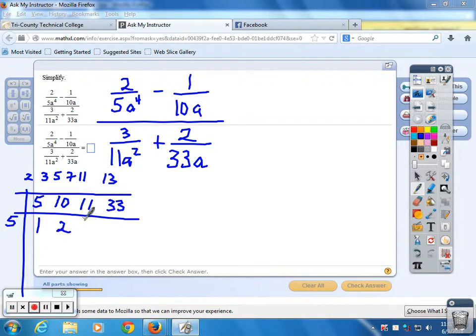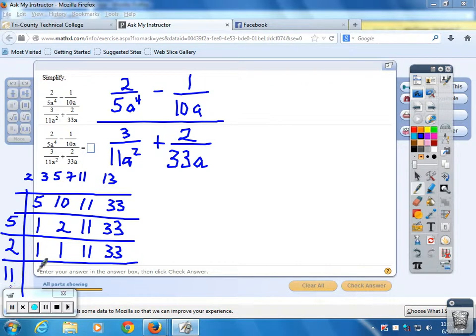A 2. That comes down. And that comes down because it doesn't divide. 2, that comes down. There's another 1. This comes down, and this comes down. 11, that comes down. There's another 1, and 3, and then 3, 1, 1, 1, 1. There is our common denominator. What's 11 times 3? And what's 33 times 10? 330, yes. So 330 is our common denominator.